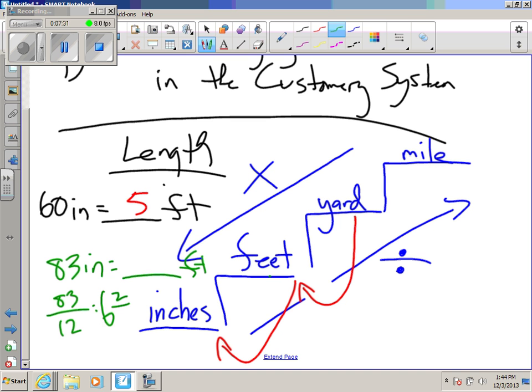So we would have 72, 11, 6 and 11/12 of a foot. What does 6 and 11/12 of a foot really mean? 6 feet, 11 inches.